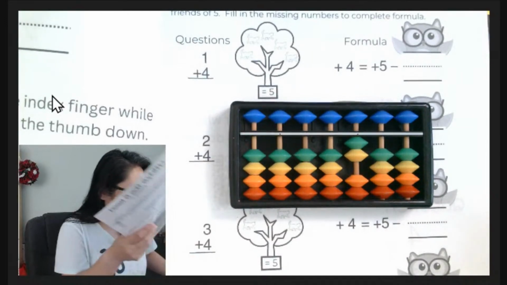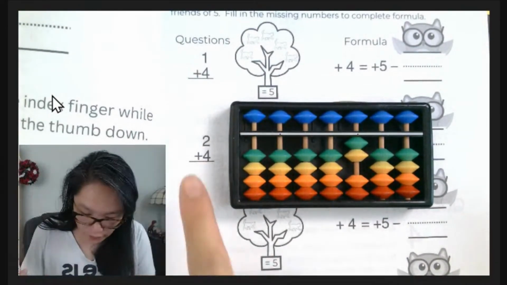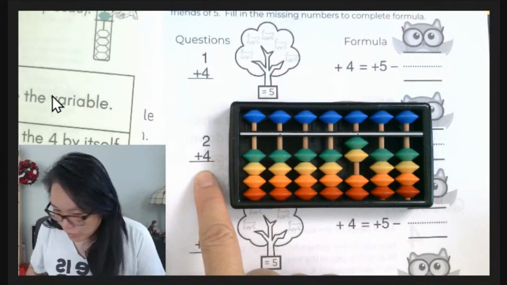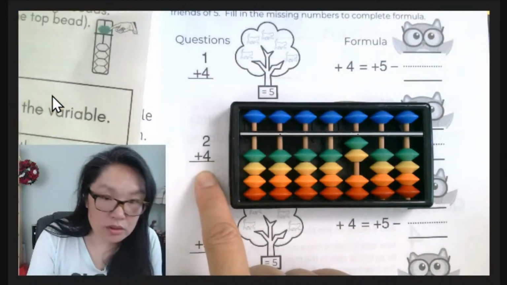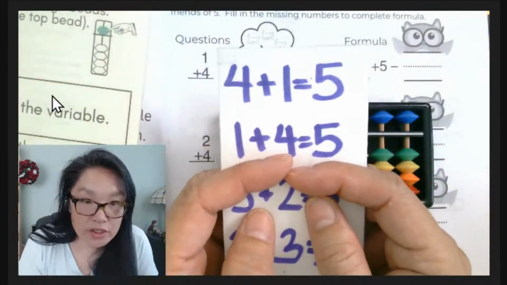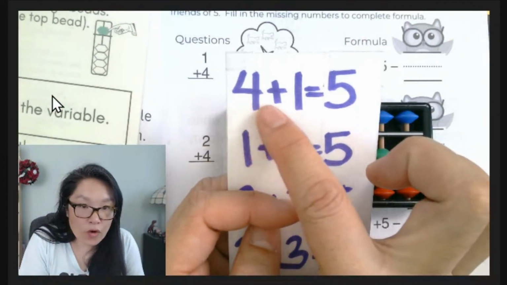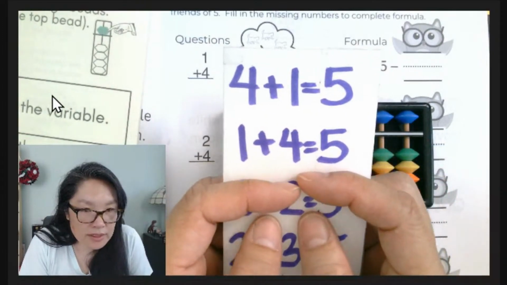Okay. What we're trying to do is we're trying to add a 4. If you notice in school, we teach kids this: 4 plus 1 is equal to 5. Does that make sense, Mango?